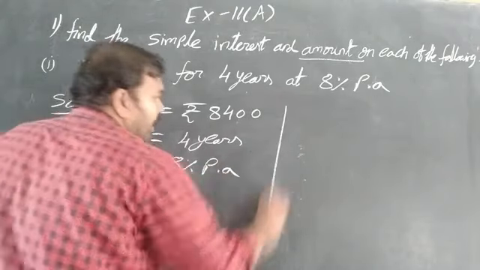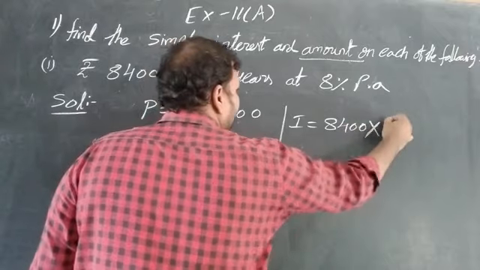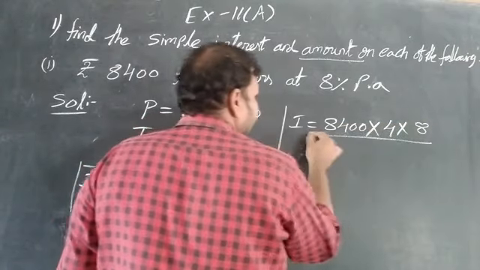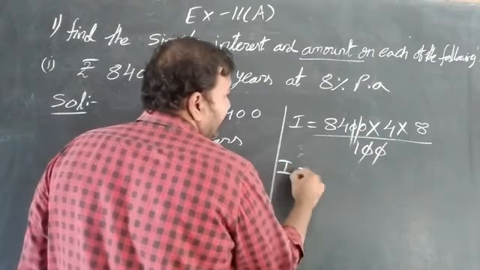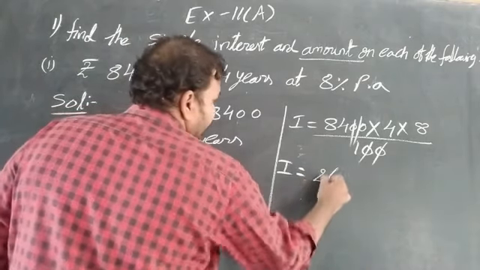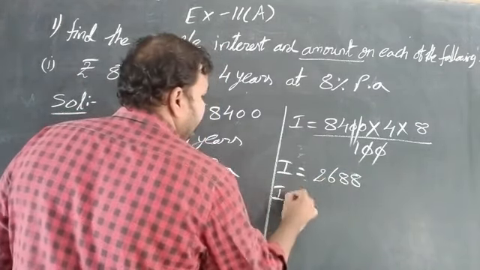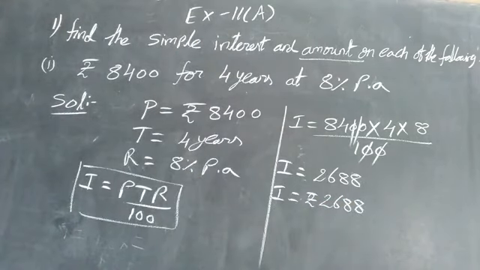Now substituting in the formula, I is equal to 8400 into 4 into 8 by 100. Cancel the zeros. I is equal to multiplication, 84 into 4 into 8. 8 fours are 32. 32 into 84. I did the multiplication, that is 2688. Interest is equal to rupees 2688.